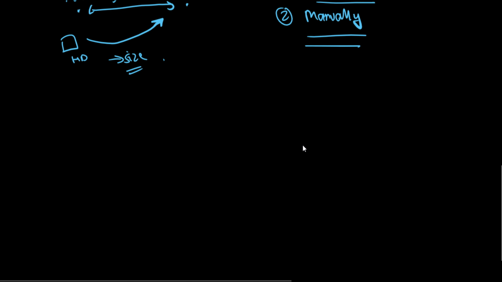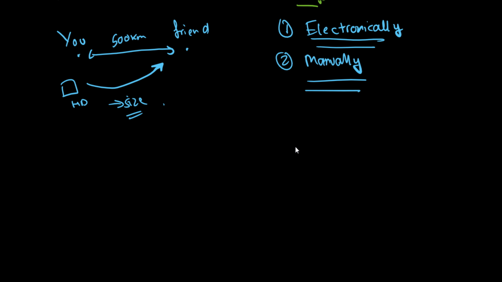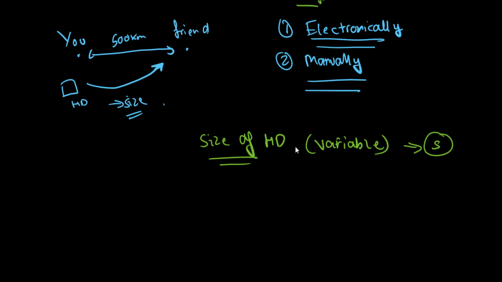We will be seeing the Big O notation using this example. We don't know the size of the hard disk, so let's consider it as a variable. This can be anything, and for that let's use s. We studied about the notations, like order of 1 and order of s, above. So let's consider the two cases again: transferring electronically and manually.